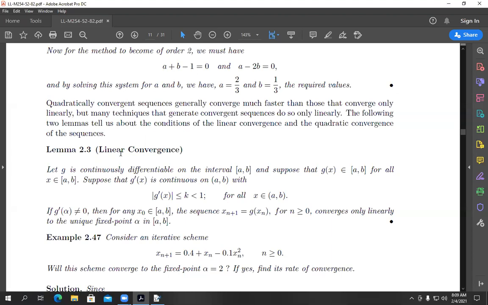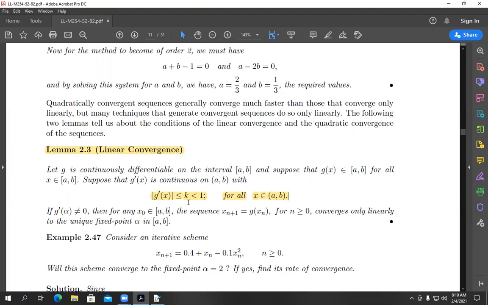Let's take a simple rule to check whether the order of convergence is linear or quadratic. A very simple condition we have here now. You remember I gave you this before: if the absolute value of g dash is less than 1 for every value of x inside the interval, then it is a 100% guarantee your method converges.